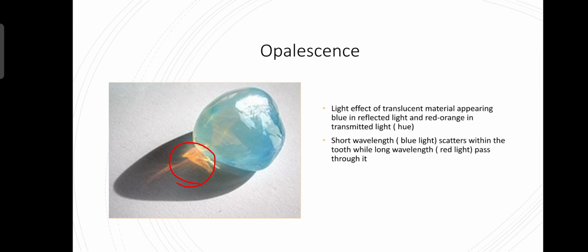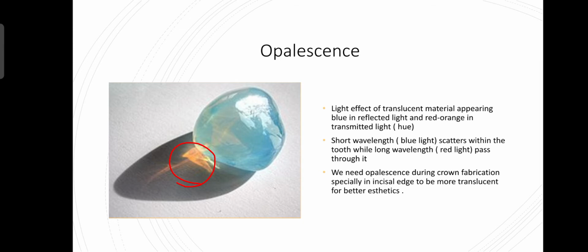Short wavelength, which is blue light, scatters within the tooth, so it appears blue to your eye, while long wavelength, which is the red light, will pass through the object to the other side, so it appears red. Do we need opalescence? Yes, we need it. During crown fabrication, especially in the incisal edge, I want to make it more translucent for better aesthetics.